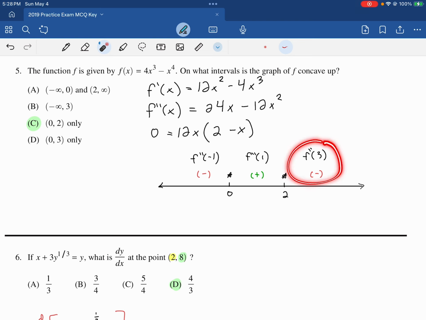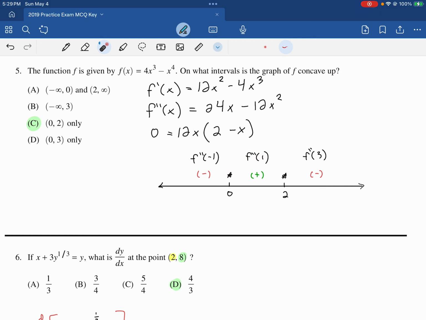I plugged in 3. I know that cubing 3 and then 12 times that will be a bigger value than 24 times 3. It ends up coming out negative. Same result here with f double prime of negative 1. This tells me the only time it's concave up is between 0 and 2. I check that one, and that's a layup.